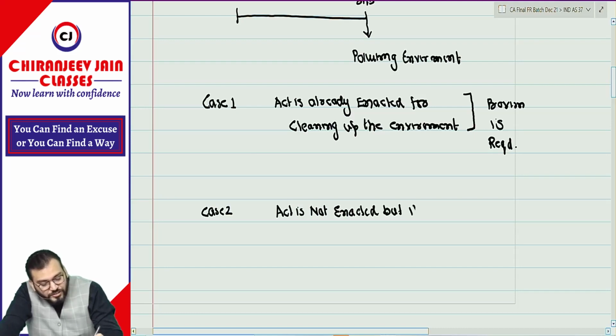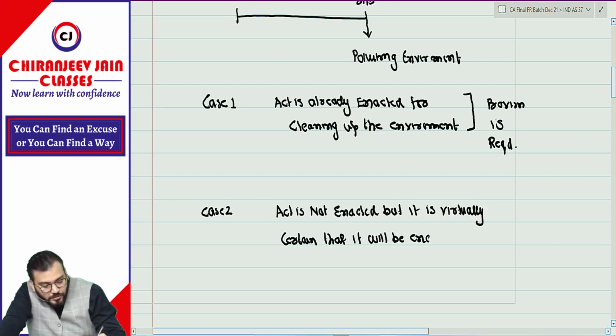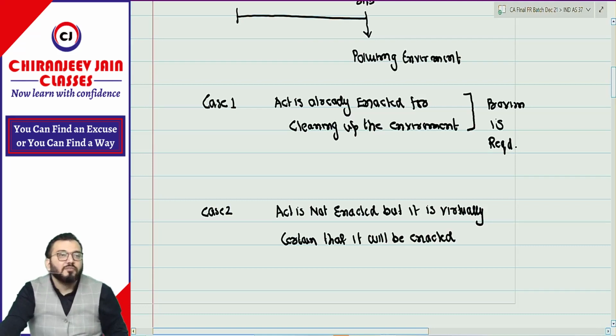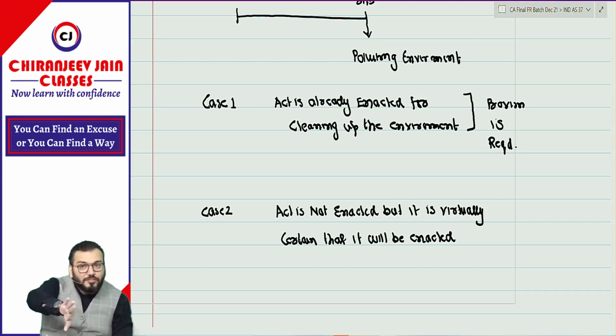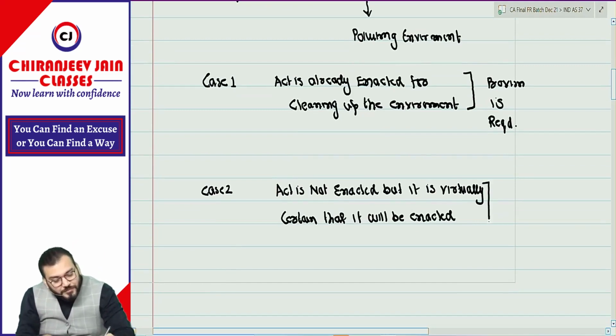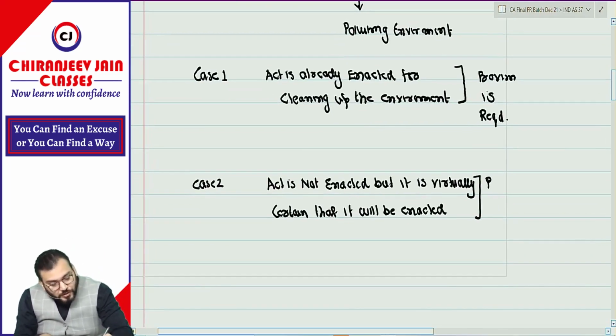But it is virtually certain that it will be enacted. The Act is not enacted on 31st March, but on 31st March it is virtually certain that it will be enacted. Correct now? Understood. Whether provision is required? Yes or no? Yes. Provision is required.